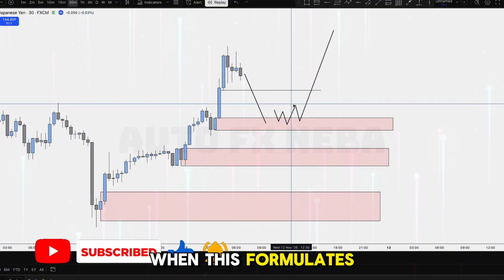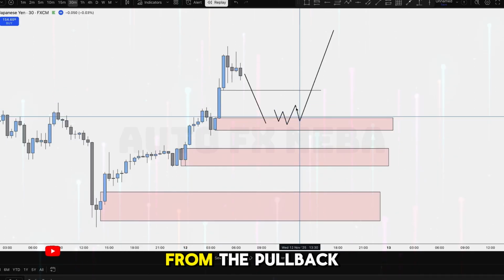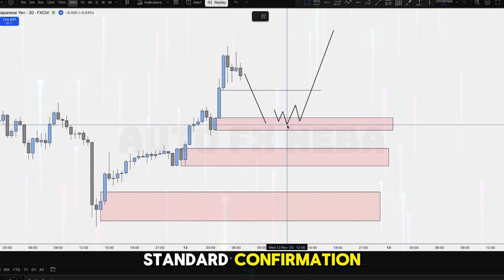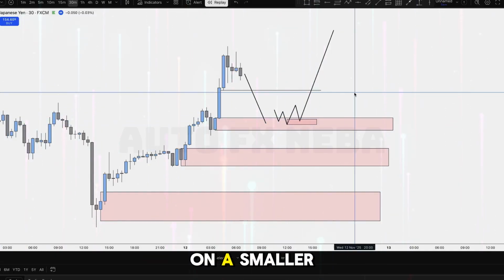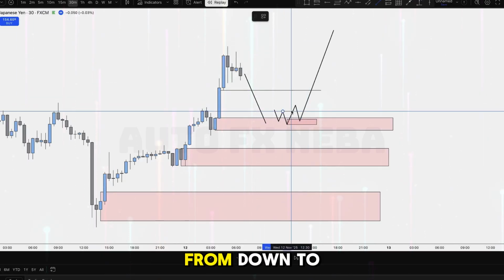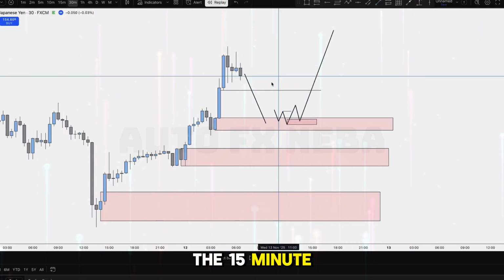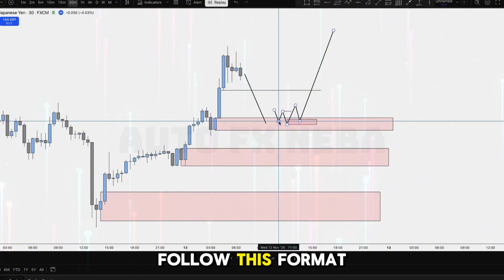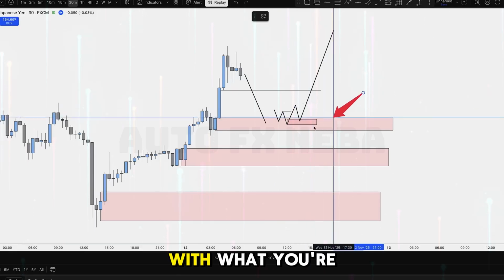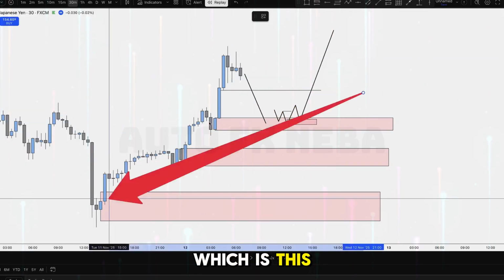When this formulates, you can then look to buy from the pullback, right? Just in the way we would. So basically, when we create this standard confirmation, we'll create a new demand zone on a smaller perspective, and you can actually buy only when that structure has shifted from down to up on, say, the 15-minute from this 30-minute chart. Now, if you follow this format, what you're doing is basically seeing agreement from the lower time frame with what you're seeing on the higher time frame, which is this uptrending move.